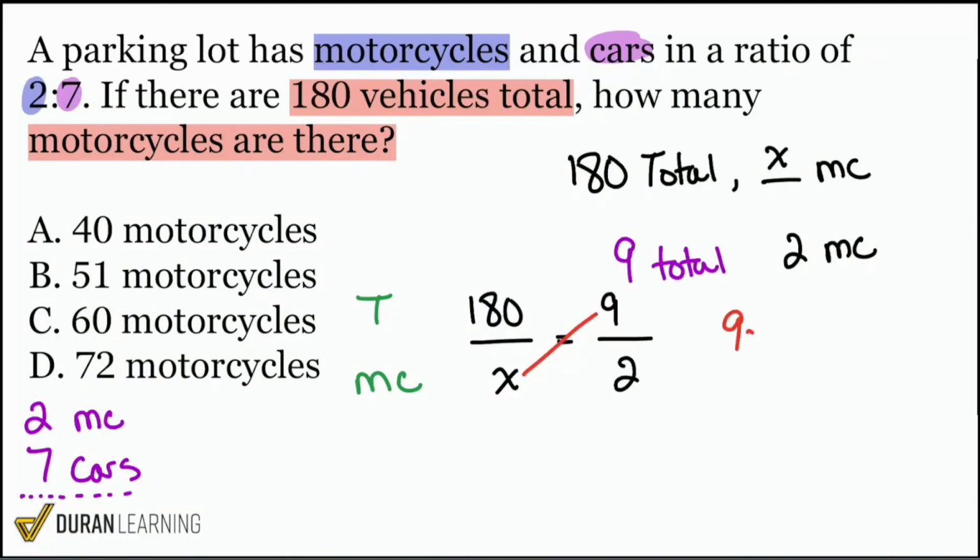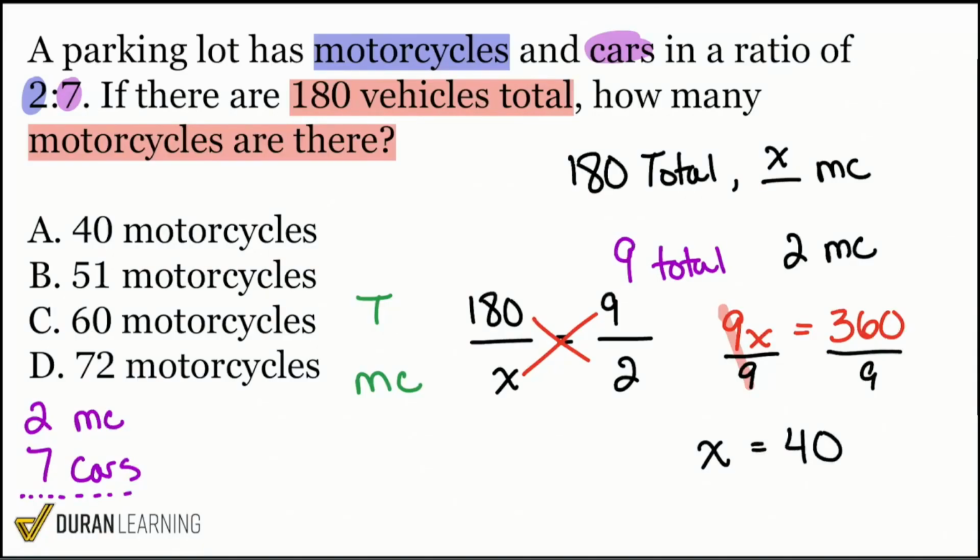9 times X equals 180 times 2. And then lastly, we'll divide both sides by 9. And so once we do that, nice and easy, it cancels out on the left, and we end up getting X equals 40.